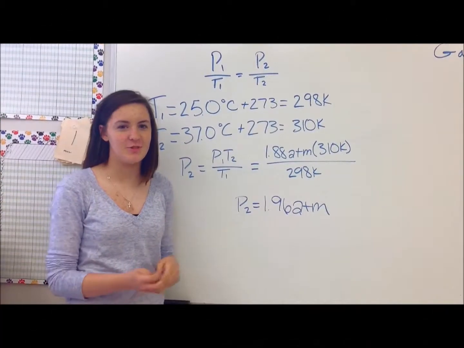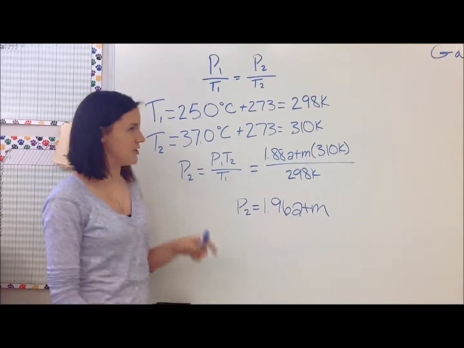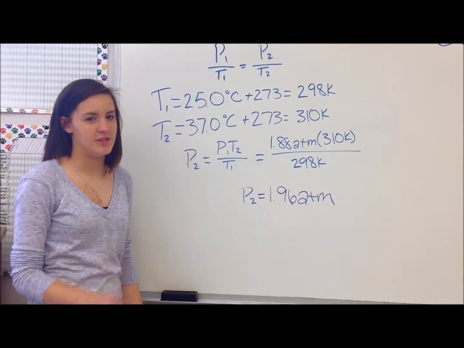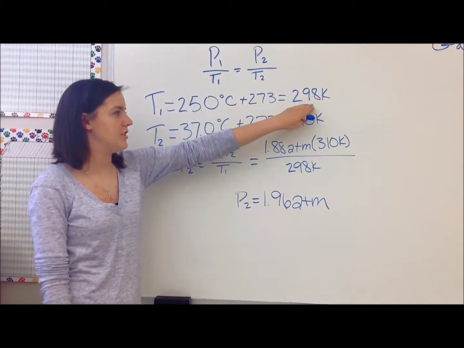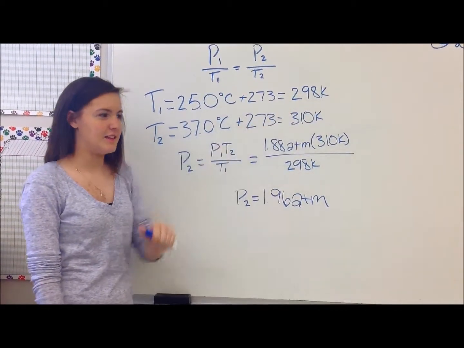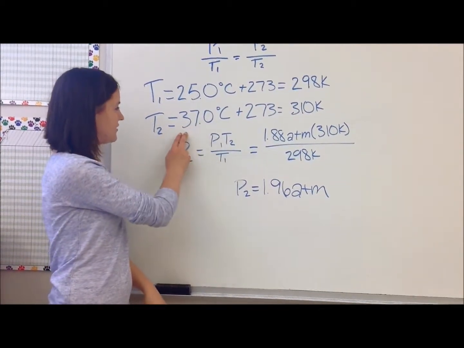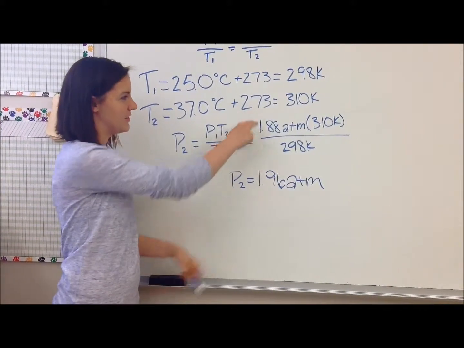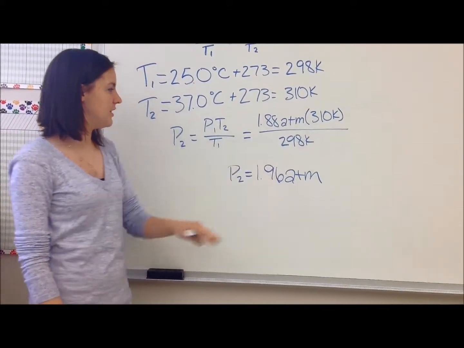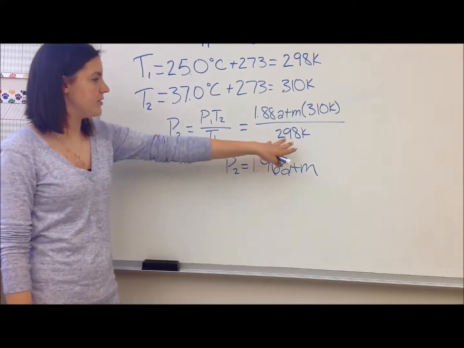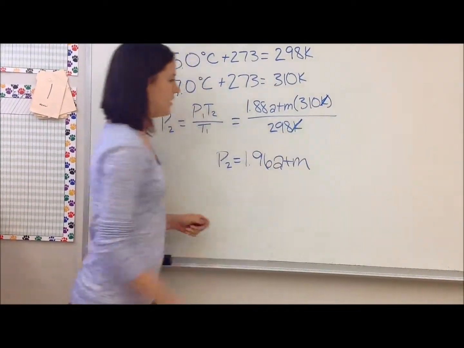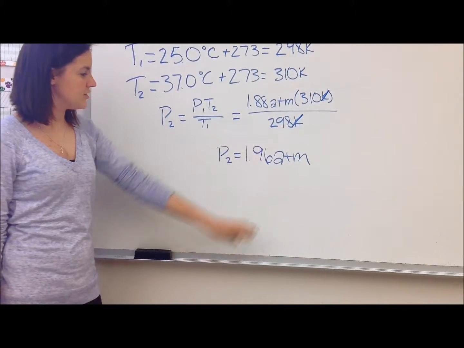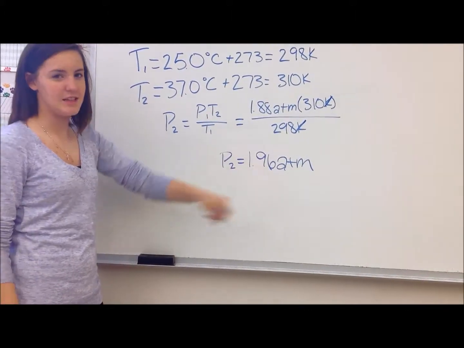Alright, for this equation we're trying to solve for the second pressure. First, you have to get the temperatures into Kelvin. So you take the temperature 1, add 273, and you get 298 Kelvins. Then you take the second temperature, add 273 as well, and you get 310. Then you input all your values in. Since you have 2 Kelvins, they cancel each other out, and you're left with ATMs, and your answer should be 1.96 ATMs for your second pressure.